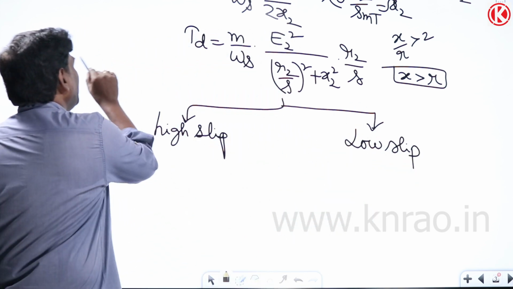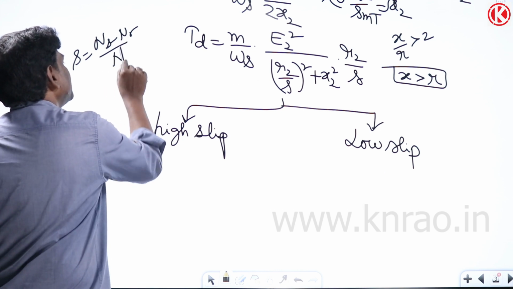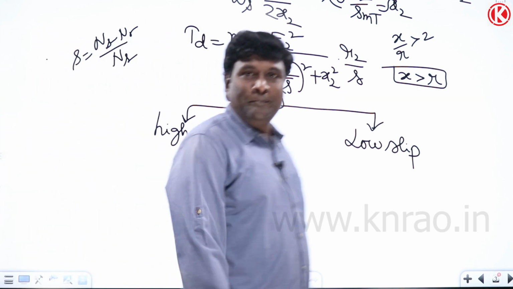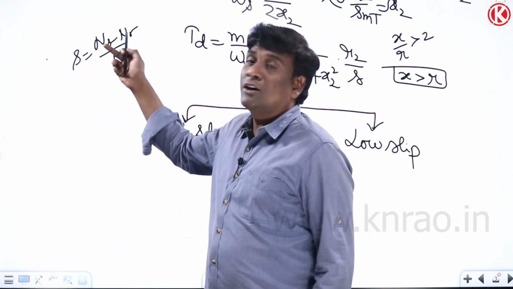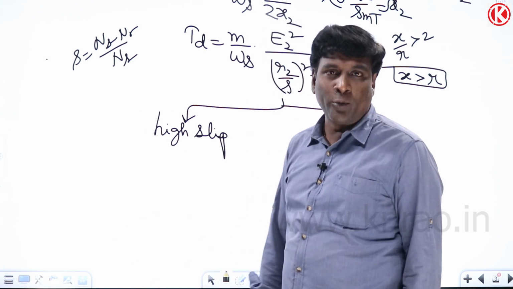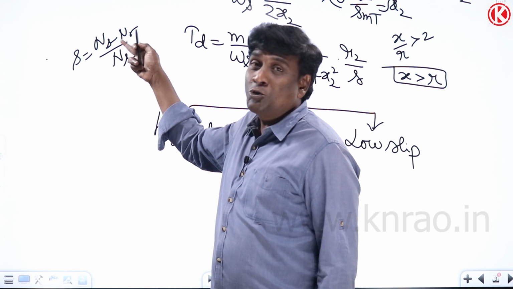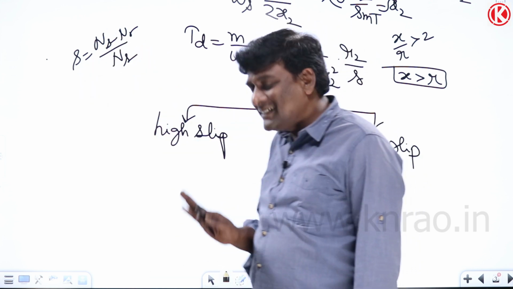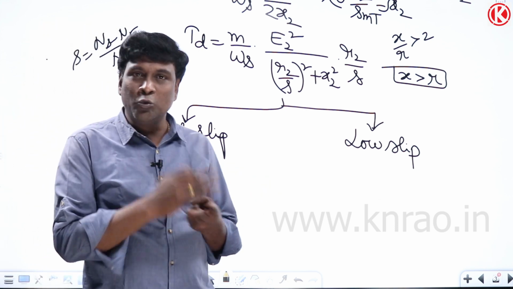Okay, what is slip actually? Slip is nothing but (Ns minus Nr) by Ns. The moment slip is less, what does it mean? Ns minus Nr should be less, because anyway Ns is constant in the denominator. Ns minus Nr should be less, meaning that Nr should be nearer to synchronous speed, in the sense of running conditions.